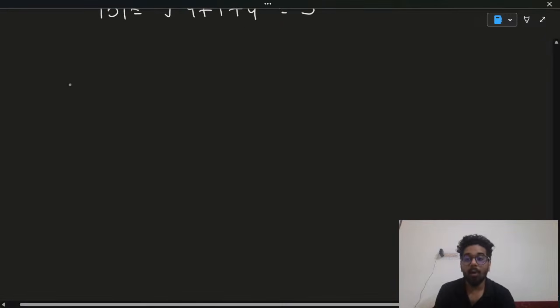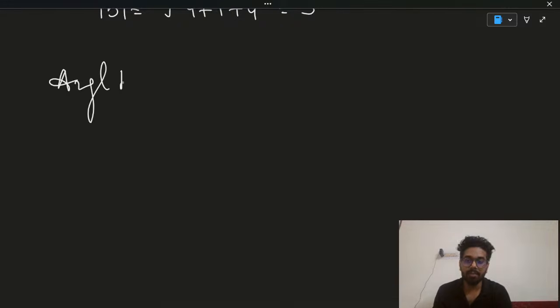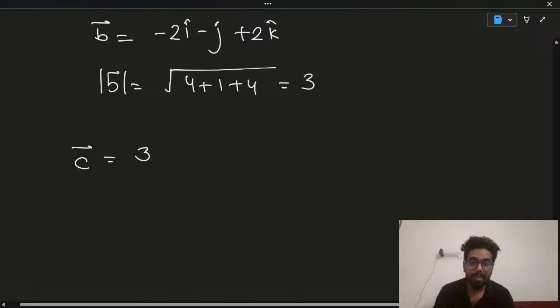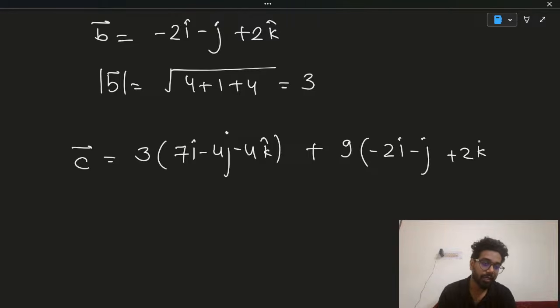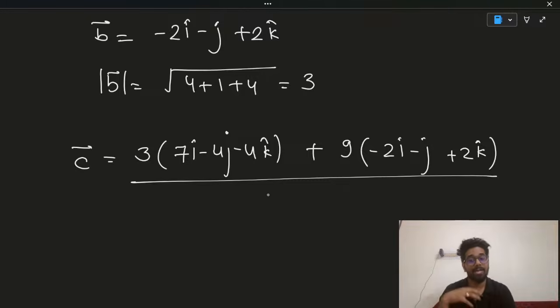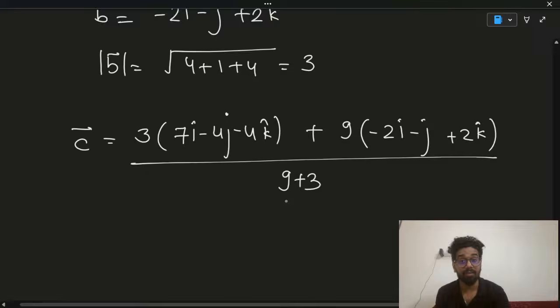Okay, now what is the angle bisector? Let's call the angle bisector vector C. C vector is equal to magnitude of B multiplied by A vector, which is 7i minus 4j minus 4k, plus modulus of A vector, which is 9, multiplied by B vector, minus 2i minus j plus 2k, divided by magnitude of A and magnitude of B. But this is the angle bisector of A and B.